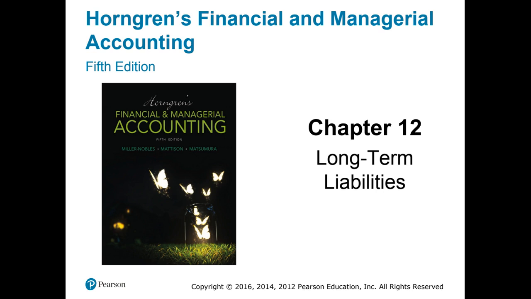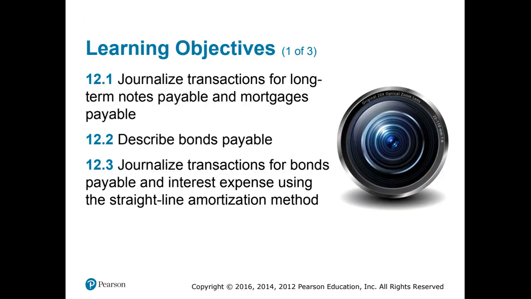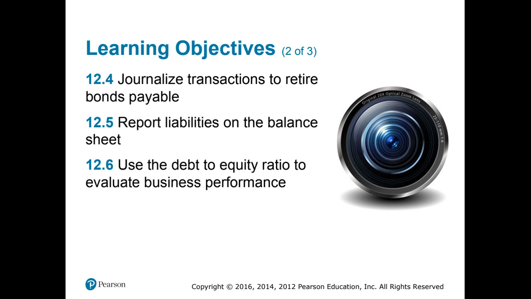So Chapter 12, long-term liabilities. Learning objectives: journalize transactions for long-term notes payable and mortgages payable, describe bonds payable, journalize transactions for bonds payable and interest expense using the straight-line amortization method, journalize transactions to retire bonds payable, report liabilities on the balance sheet, use the debt to equity ratio to evaluate business performance.